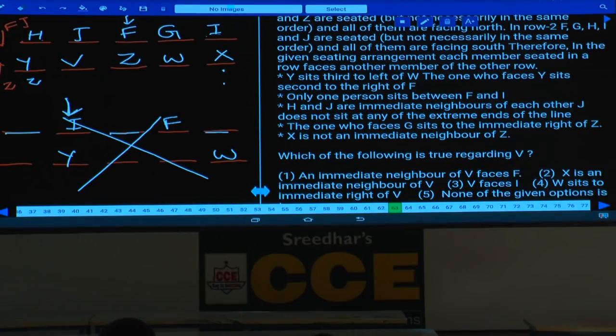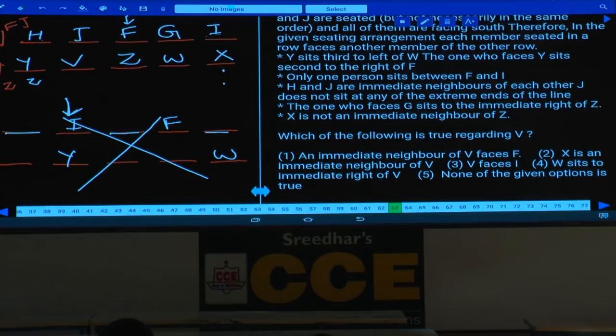Then question number 63. Which of the following is true regarding V? An immediate neighbor of V faces F. V's immediate neighbor is Z, who faces F, that is definitely true, that is choice 1.